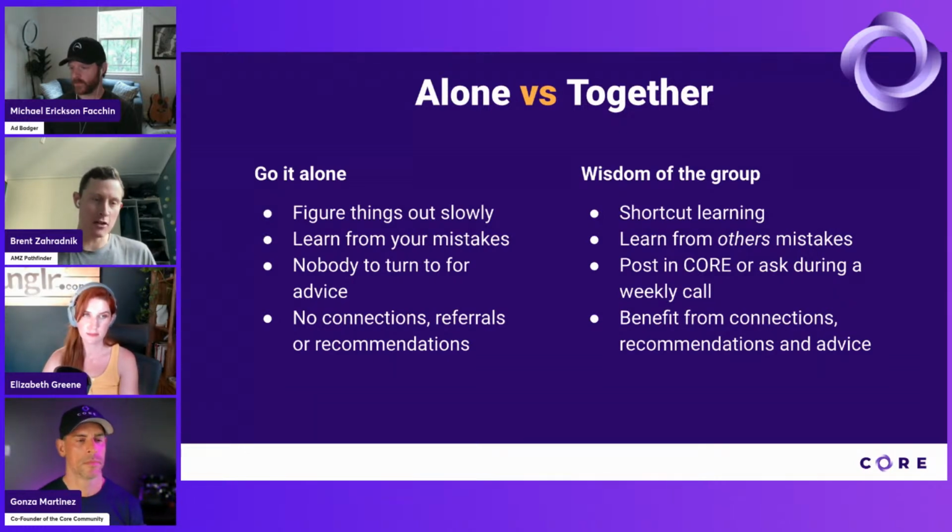And then the last part: connections, referrals, recommendations. I know starting on Amazon PPC back in the day, I didn't really have anyone I could turn to. I didn't have any referrals, didn't have any recommendations. And now with Core, I can ask someone, hey, do you have a representative at Amazon that can do this, this, and this? Yeah, I can put you in touch with that person.